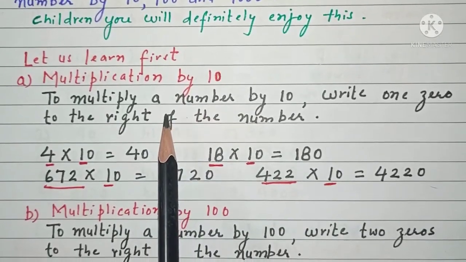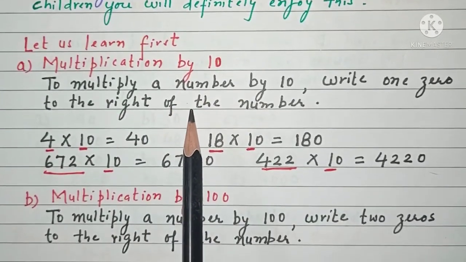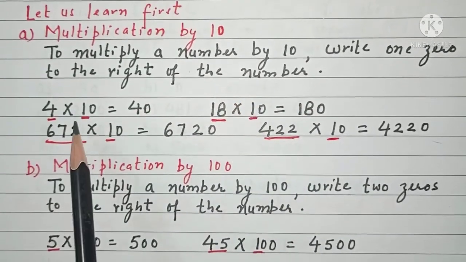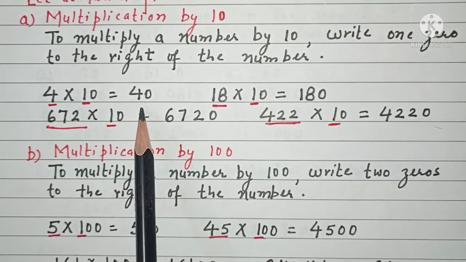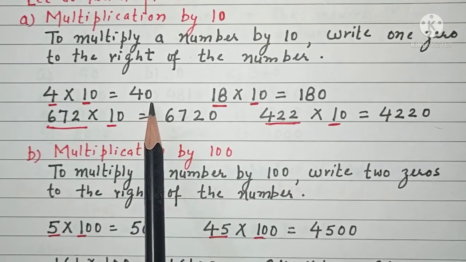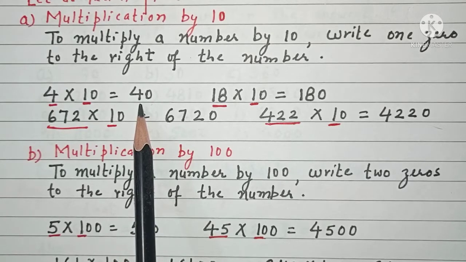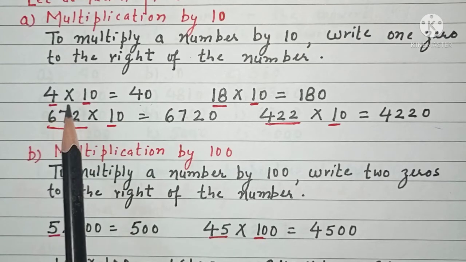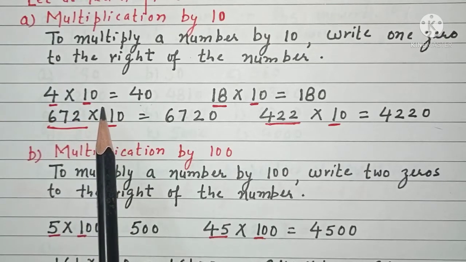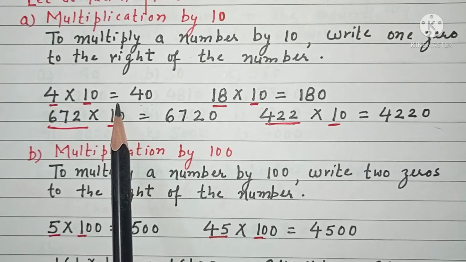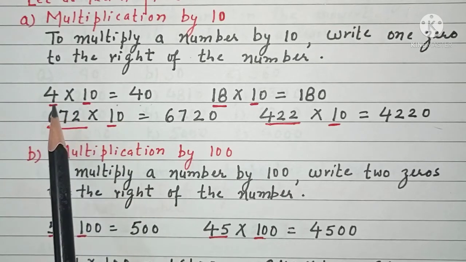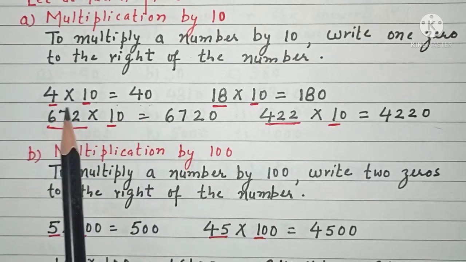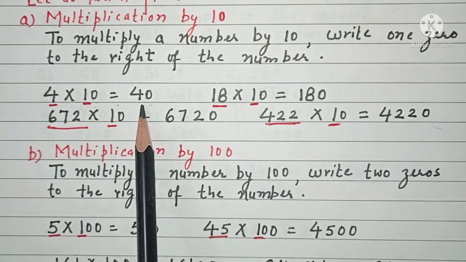Now as you can see, when we are writing 10, 10 means 1 and 0. So whenever we need to multiply a number by 10, it's very simple. Just write 1 0 along with the number which you are multiplying. As in the given example, it is 4 multiplied by 10. So very simple, you just multiply 4 by 1. 4 ones are 4 and put 1 0 in front.